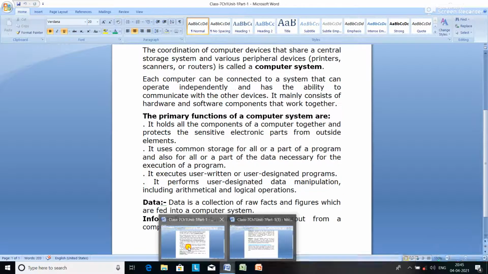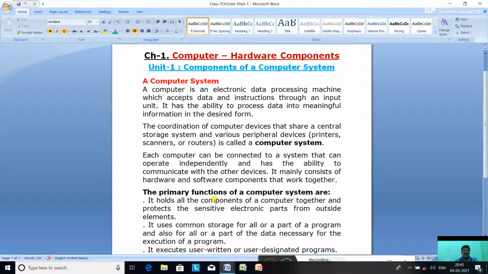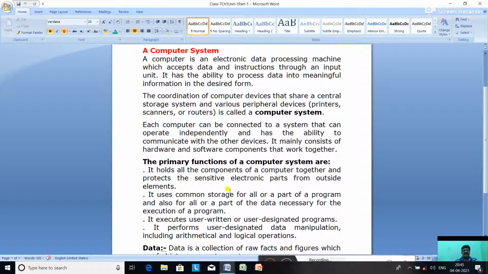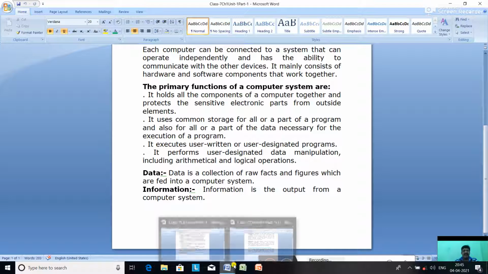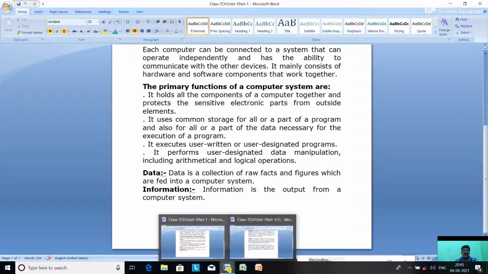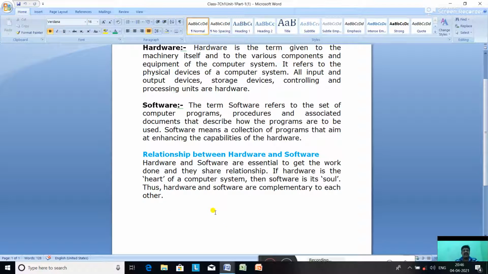So in today's class, we have discussed what is a computer, what is a computer system, what are the primary functions of a computer system, what is data, what is information, and we discussed the hardware, software, and relationship between the hardware and software.